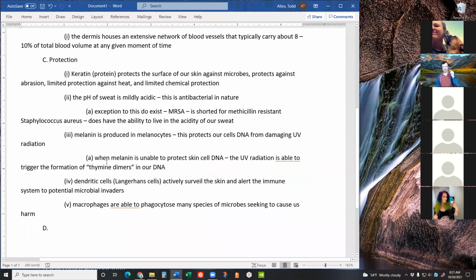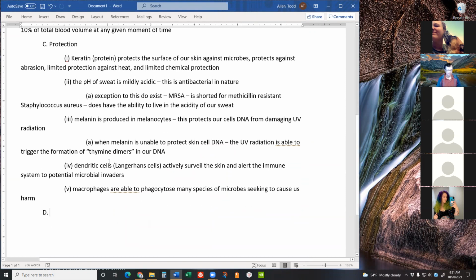All right. So letter D, for functions of the skin. The skin provides the capacity to have sensations at the surface of the body.